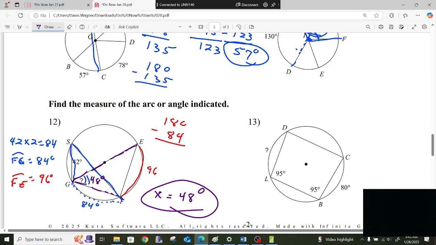Yeah, this is where we're using your deductive reasoning skills. It's like a puzzle.